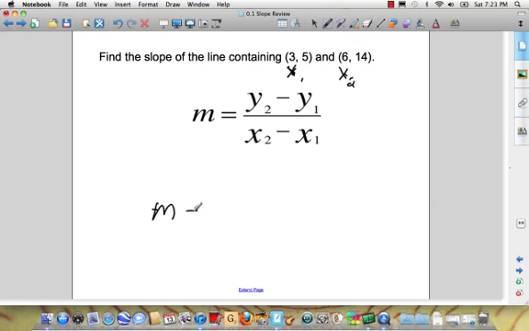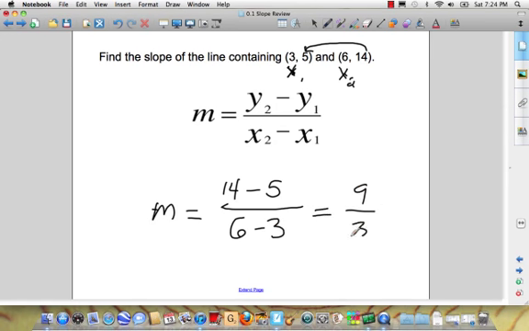m equals y2 minus y1. Well, 14 minus 5. You go from one y coordinate to the other. And then it's really important in the denominator when you do x2 minus x1, you start with the same point. So it's got to be 6 minus 3. You don't want to do 3 minus 6. You want to subtract in the same order. And then you get 9 over 3. 6 minus 3 is 3. You should always simplify if you can. That's 3. Okay?